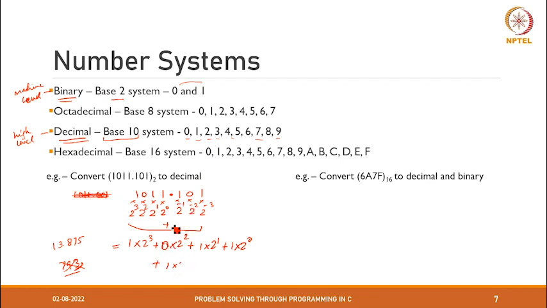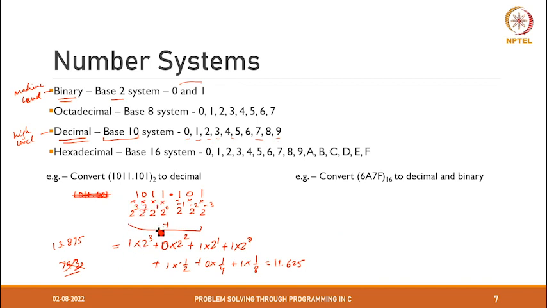So 1 into 2 to the power minus 1, so basically 1 by 2, and 0 into 1 by 4, and 1 into 1 by 8, right? If you add all of this up, this will be 8, this will be 2, this will be 1, so 11 here, and point 5 here, and point 125 here, so 11.625, maybe. Is my calculation correct? I'm not sure. Just check if this is correct.